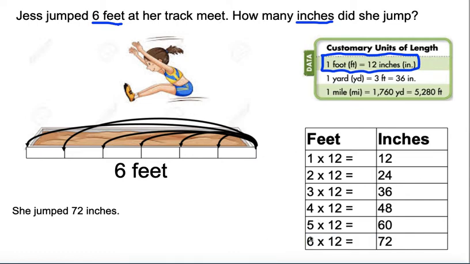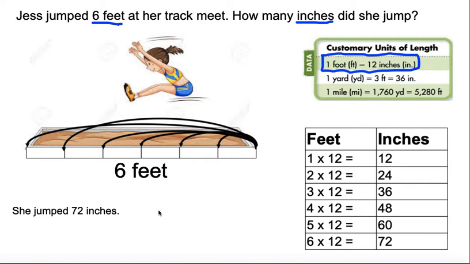So really what we did for this problem was we took the 6 feet that Jess jumped. To convert it into inches, we just took, instead of 1 foot, we said 6 feet times 12 equals 72.